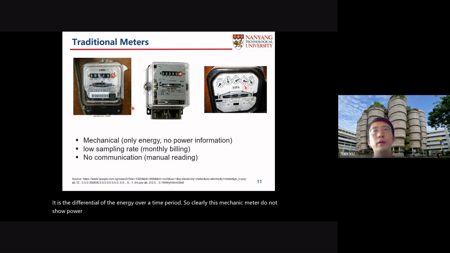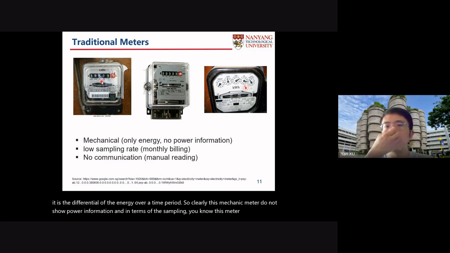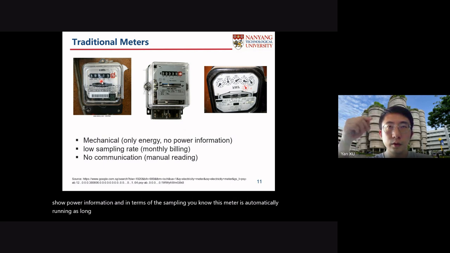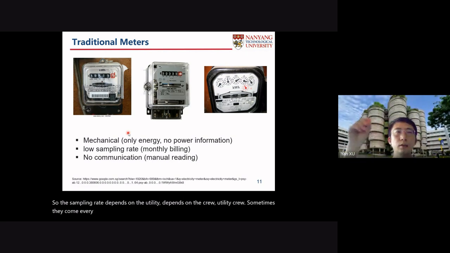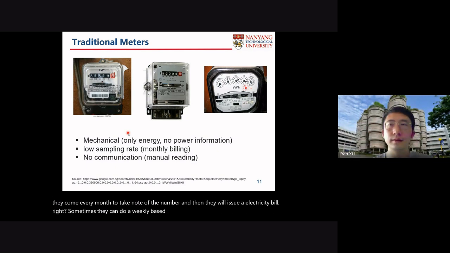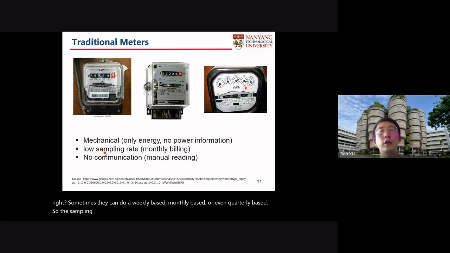And in terms of the sampling, this meter is automatically running as long as energy is consumed. The numbers will change. So the sampling rate depends on the utility crew. Sometimes they come every month to take note of the number, and then they will issue an electricity bill. Sometimes they can do weekly based, monthly based, or even quarterly based. So the sampling rate of the traditional meters is either low or kind of automatic.